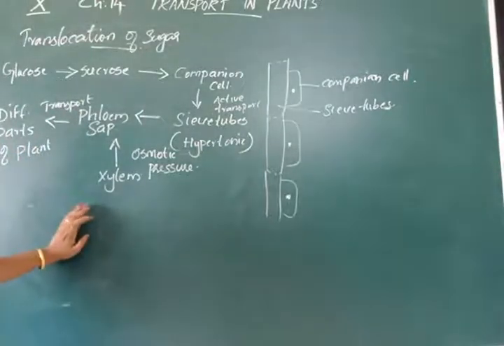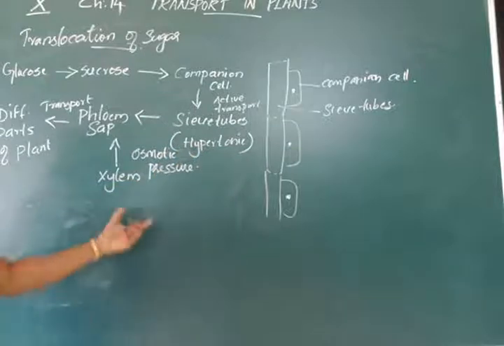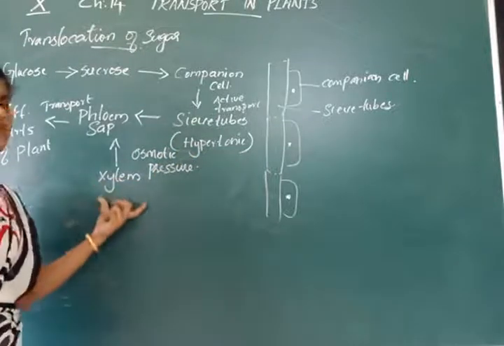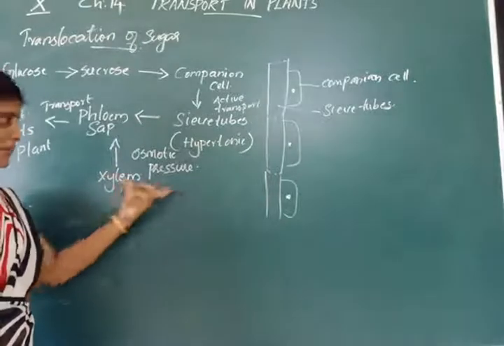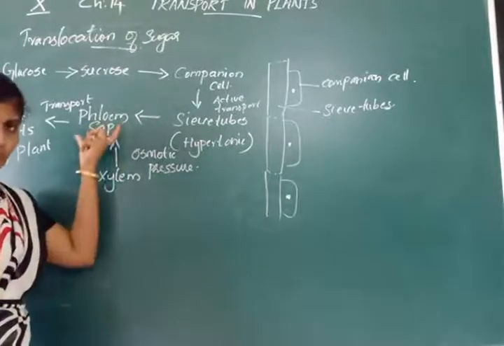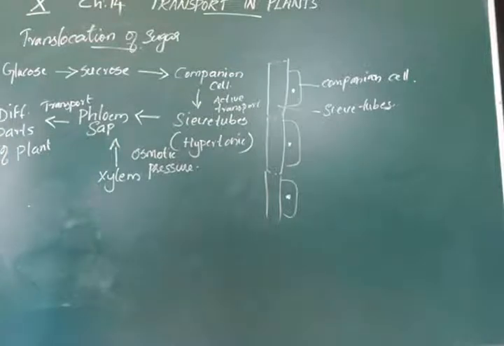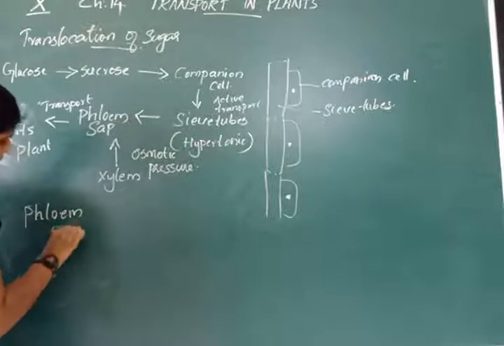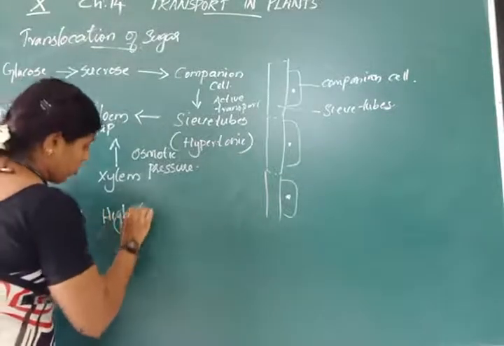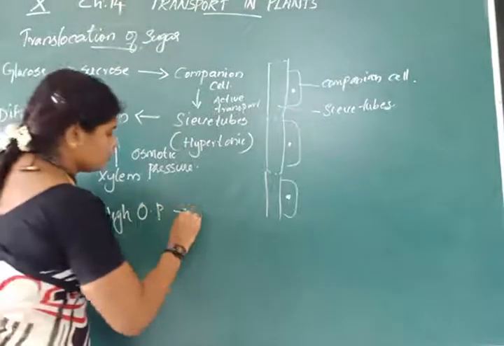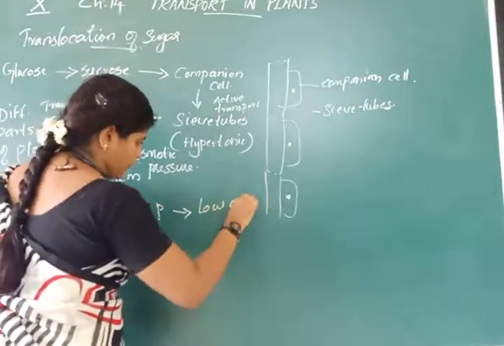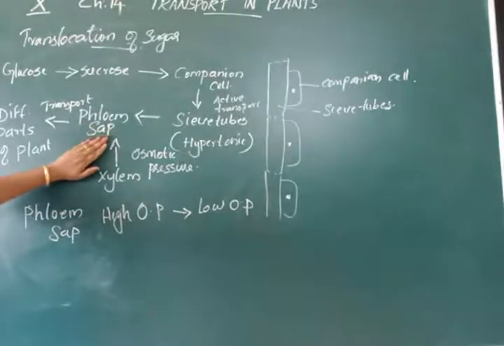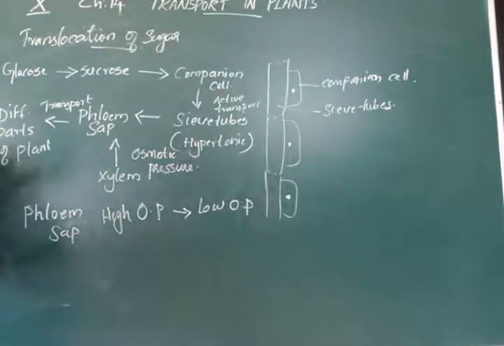As a result of this hypertonic condition, the water present in the neighboring cells of xylem will move into the phloem. As a result, it will become phloem sap. This phloem sap will move from high osmotic pressure to low osmotic pressure. So it will move to different parts of the plant having low osmotic pressure. Finally, this phloem sap will reach the parts where it is required.